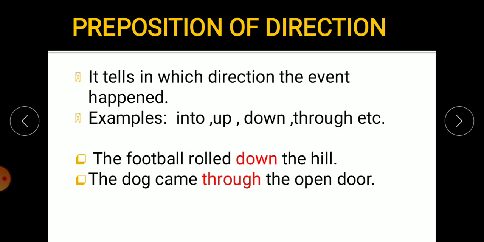Now coming to preposition of direction. So it helps you in which direction the event happened. कहाँ पे किस direction में हुआ. So direction involves a movement कि कहाँ पे हुआ है. Like up, down, into, through, etc. Right? The football rolled down the hill. So there is a direction. नीचे गई ball. The dog came through the open door. So there is a direction.